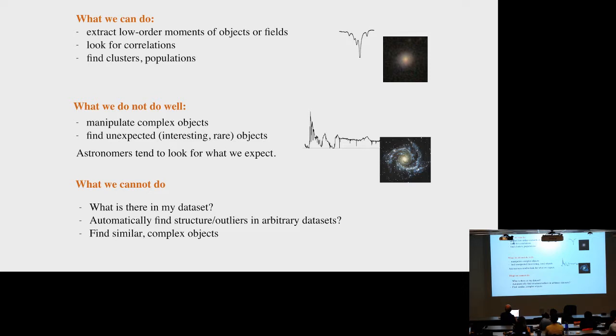Okay. What we cannot do at all, we will talk more about this soon, but are there ways to automatically find structure, meaning in arbitrary data sets when complexity is very high? And can we find very unusual and very complex objects?